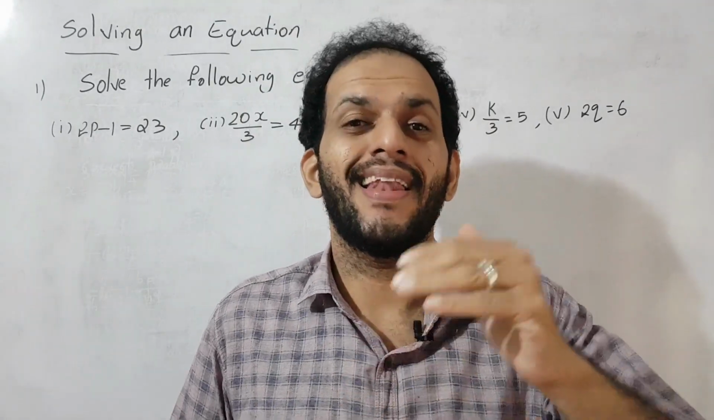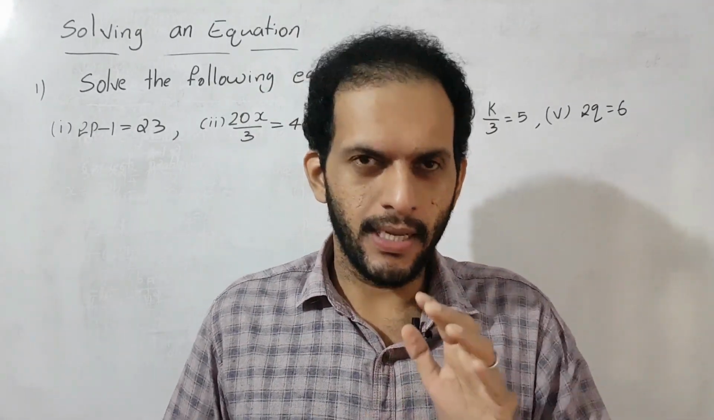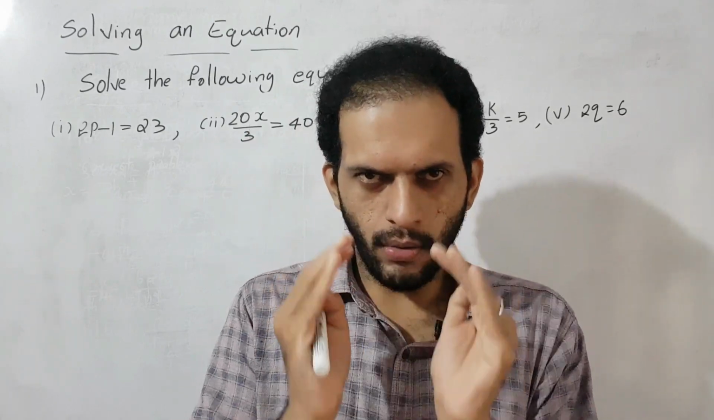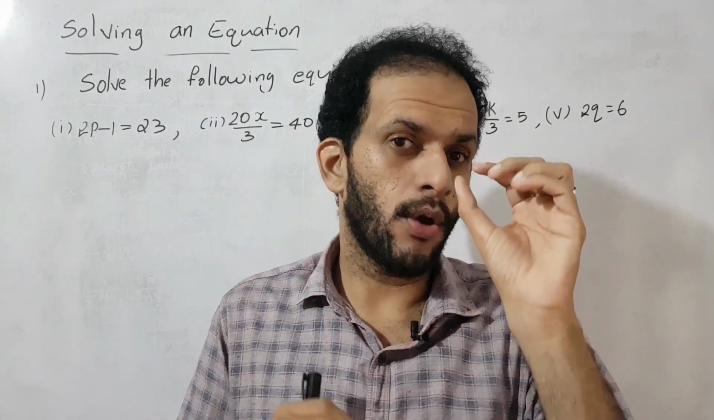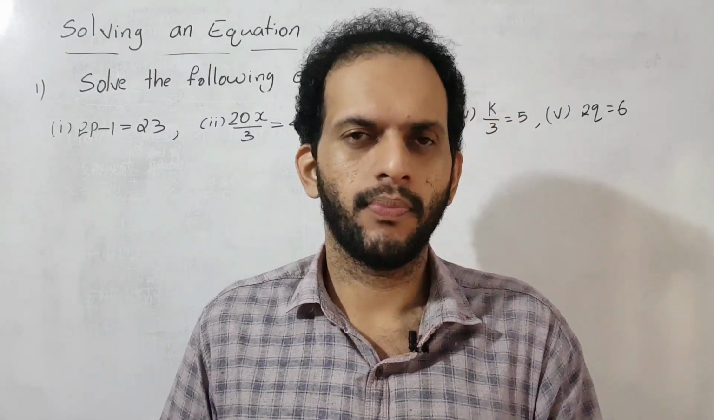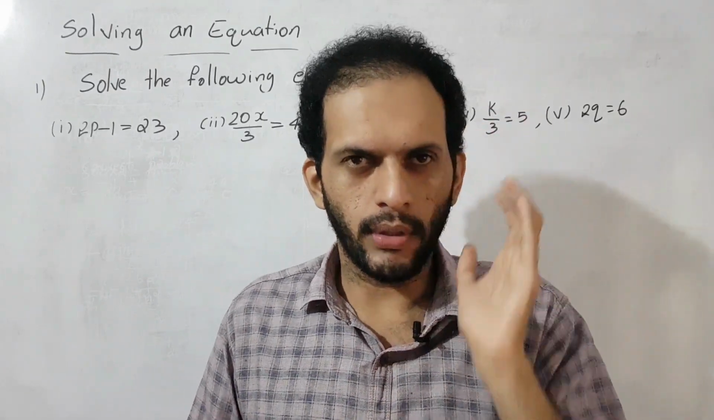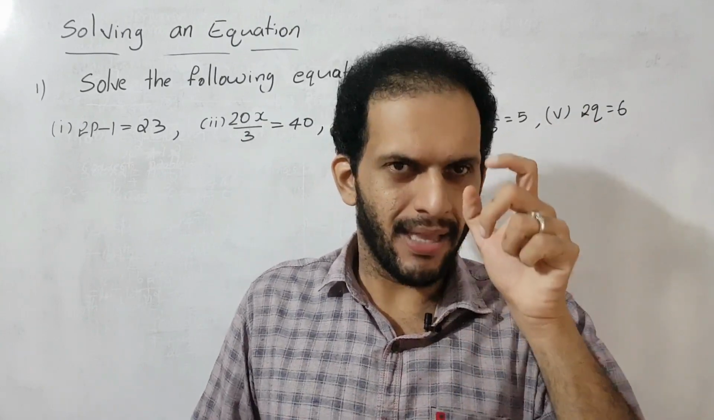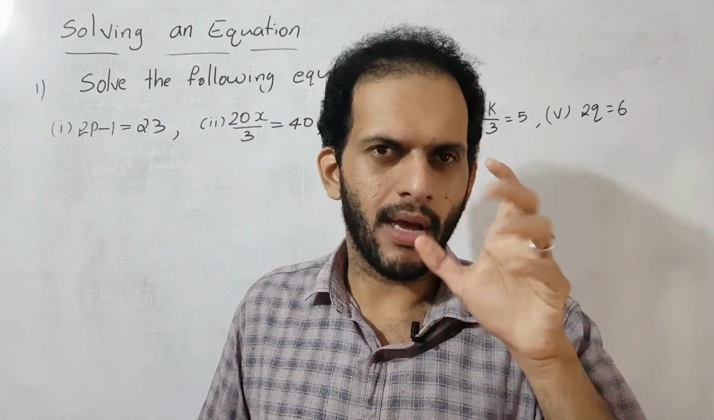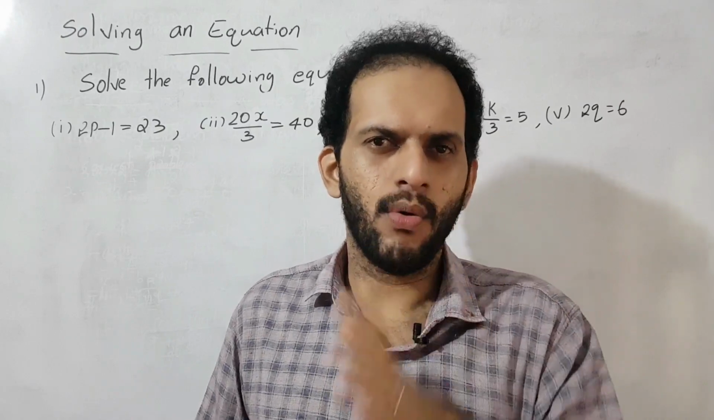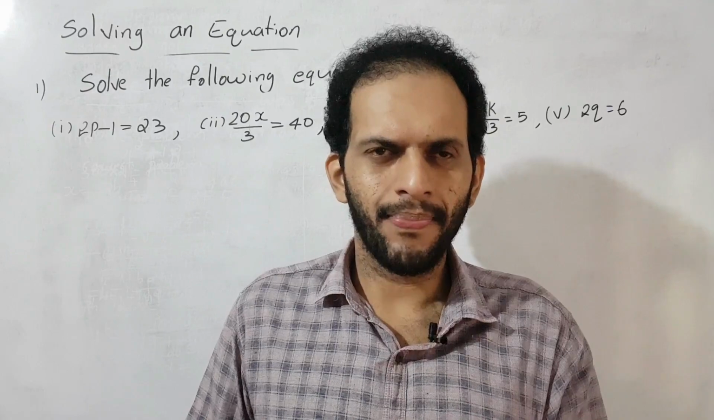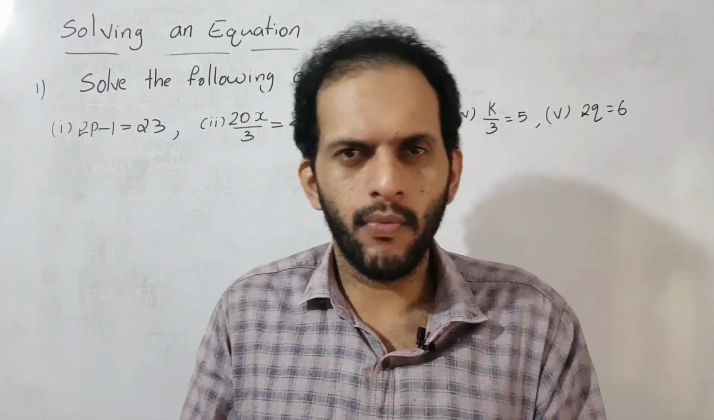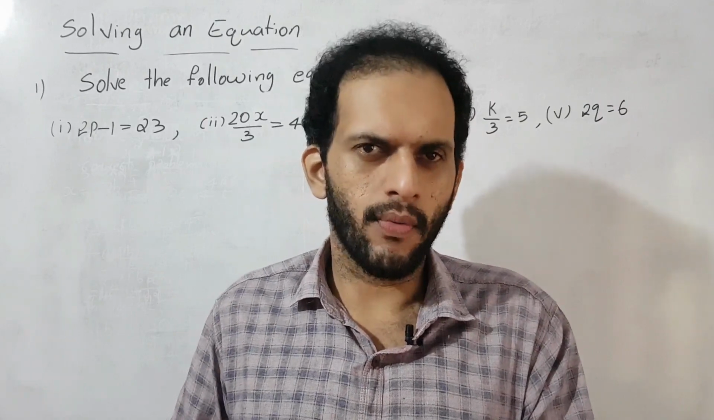Next, we go to the next part, that is solve the equation. I told you in the beginning, solve means find the value of the variable. Find the solution. The value of the variable is called the solution. That means the condition is satisfied only at that value of the variable. The method, the process to find the value of the variable is called solve.